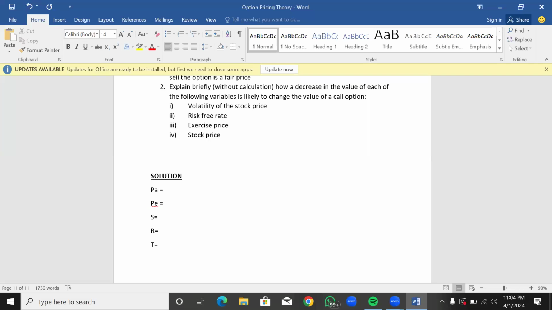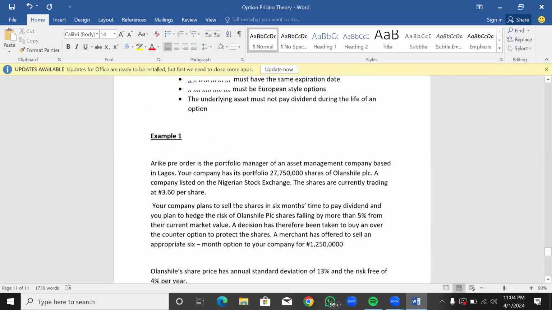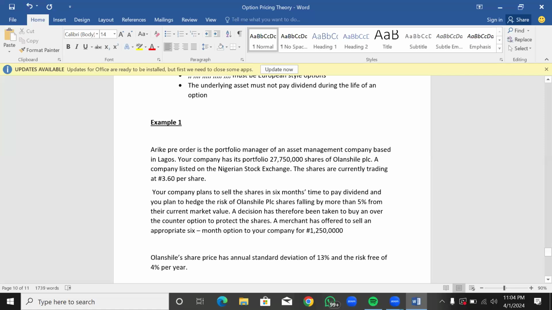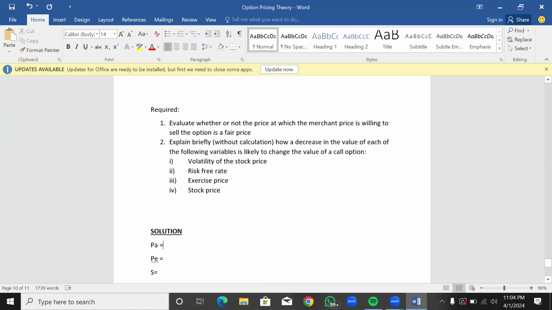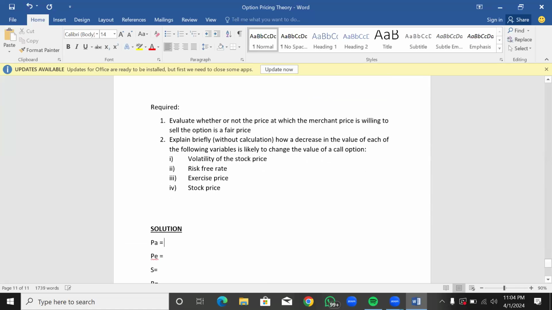So now, with this question, what is the value of the underlying asset? What is the stock price? 3 naira 60 kobo, because that's the current market value of the price.